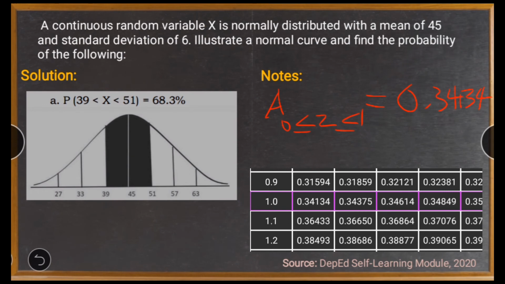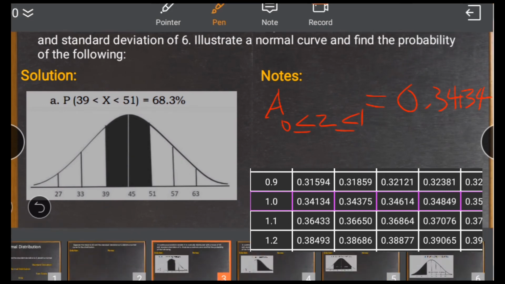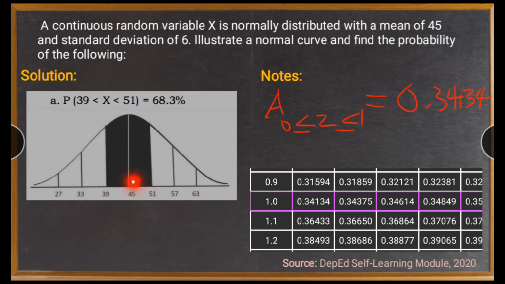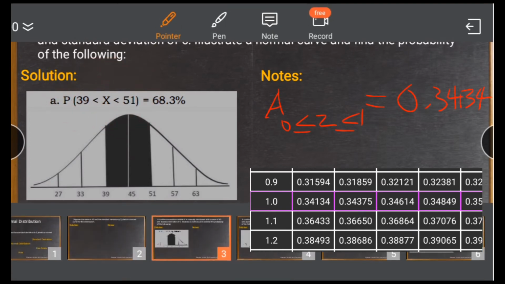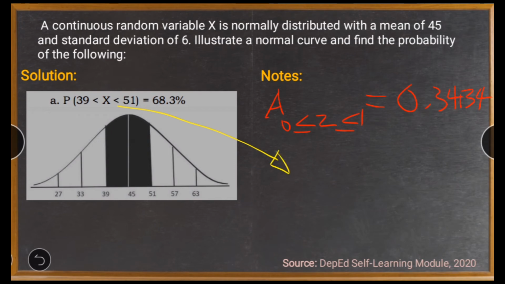Given this area, this is actually this, and remember that this is symmetrical with this, meaning this area is also this one. So for the area of this interval, we will just add 0.3413 with itself or multiply it by 2.